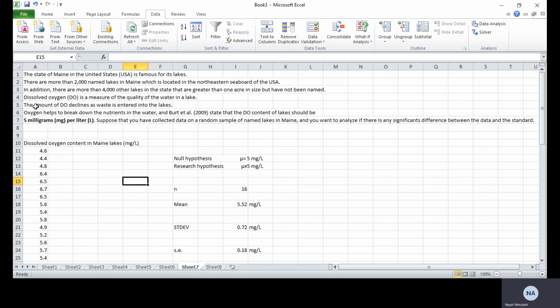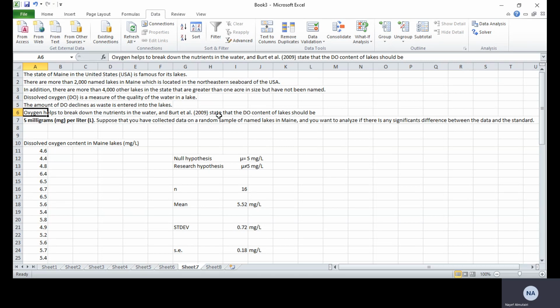The amount of DO declines as waste enters the lake. Oxygen helps to break down the nutrients in the water. If there are nutrients, this is bad. There's no wastewater coming in, no industrial, municipal, no trash. If you add wastewater to the lake, this will add up nutrients, and this will reduce DO. So the reduction of the DO means that there are nutrients and waste coming into the system.